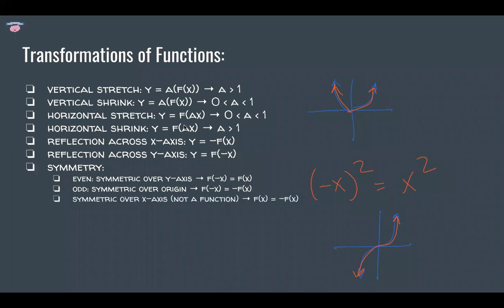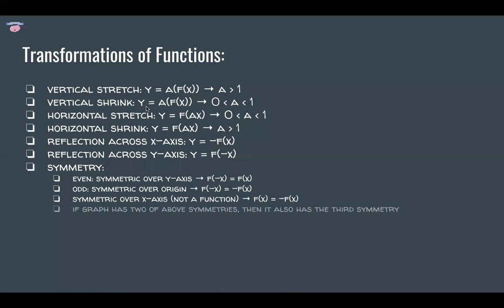When you reflect it over the origin, you'll get the same function. Symmetric over the x-axis is when it's not a function. And the most common example of this is the horizontal parabola. When you reflect it over the x-axis, you get the same exact function. Let me clear this so that I have some more space. Note that if the graph has two of the above symmetries, it also has a third symmetry. And this is really rare. It's probably some sort of double hyperbola that looks like this.